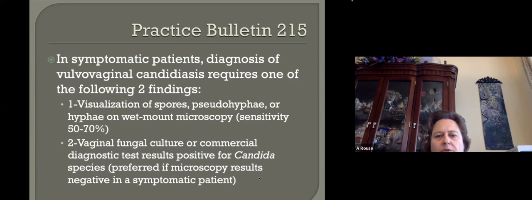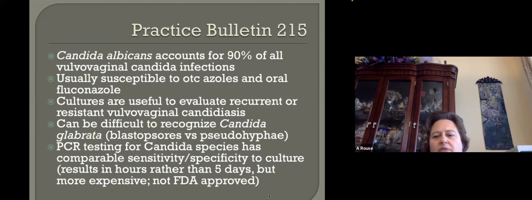So you want to have one of two things. You see your spores, pseudohyphae or hyphae on your wet mount, or you could do a culture or one of the commercial tests. For example, we use the DNA probe. 90% of your cases are going to be albicans, and they're going to usually respond to your azoles, so things like fluconazole.